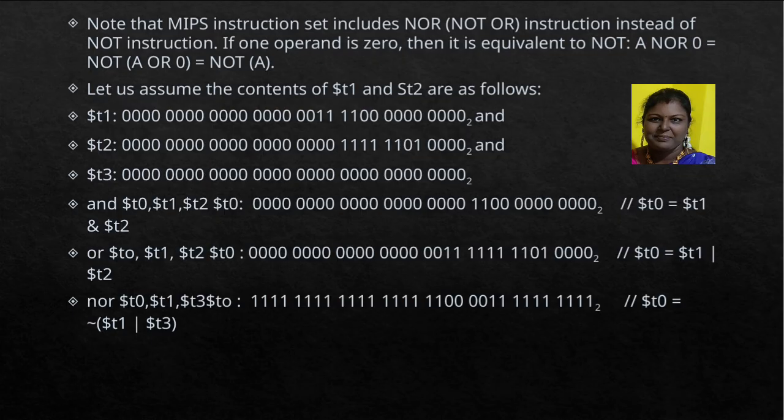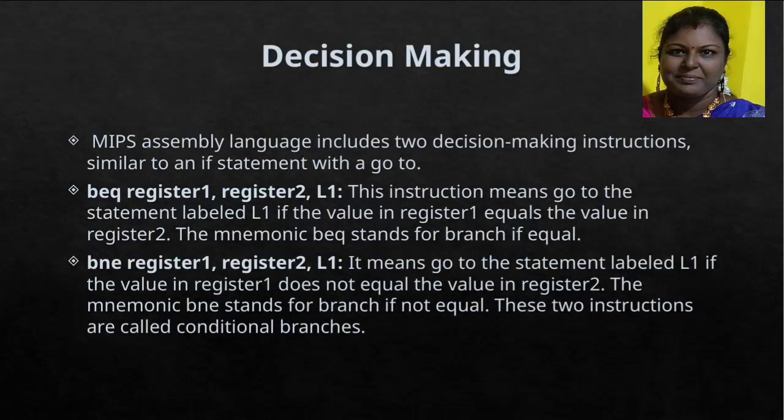In MIPS assembly, we make decisions using 2 key instructions, BEQ and BNE. BEQ stands for branch if equal. It tells the program to jump to a specific label if 2 registers hold the same value. On the other hand, BNE means branch if not equal. It directs the program to jump if the values differ. These conditional branches let us control the flow, much like an if statement with a goto in higher-level languages. They're the building blocks of decision-making in assembly.